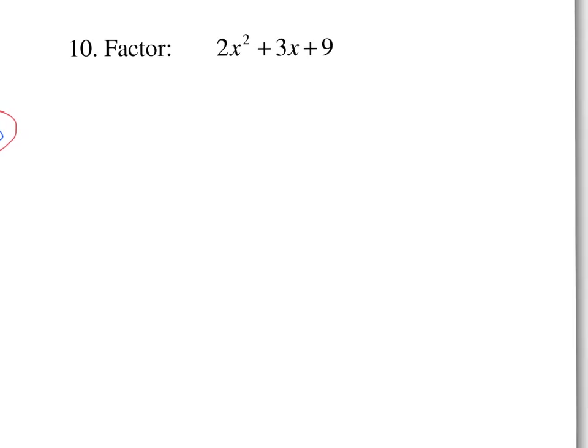All right, number 10, 2x squared plus 3x plus 9. I would love it if this 2 was common, but I can't get it off with a GCF because it's not common. So I'm going to multiply the first term and the last term by 2. So that gives me 4x squared plus 3x plus 18.